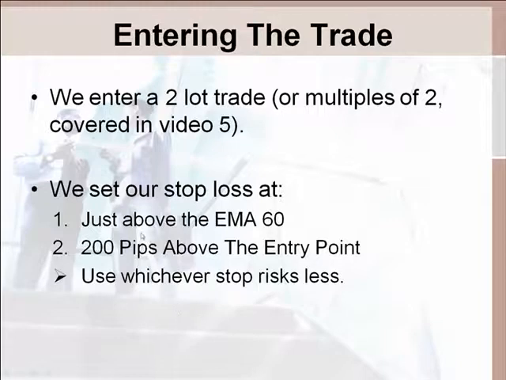So in a faster moving market where the EMA 60 was 300 pips away from the entry point, you don't want a stop that big. You would use the 200 pip rule. Any other time, you're going to set it just above the EMA 60.